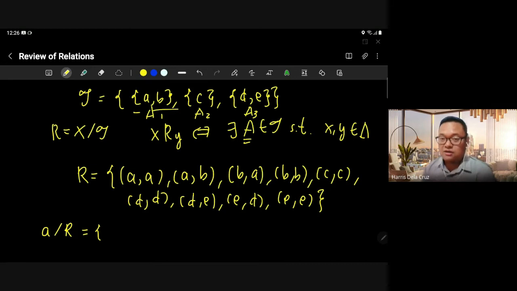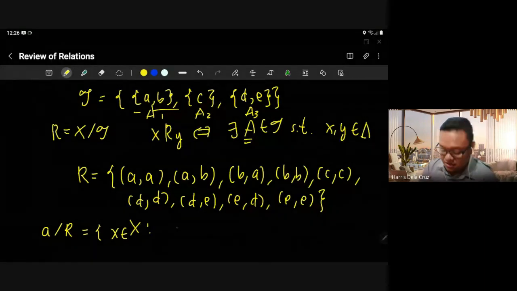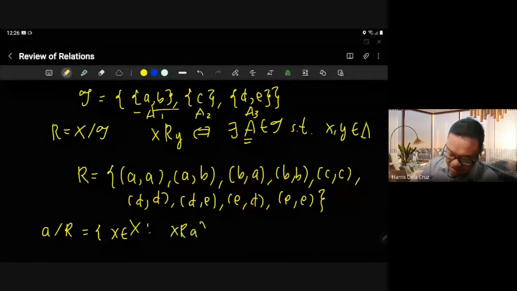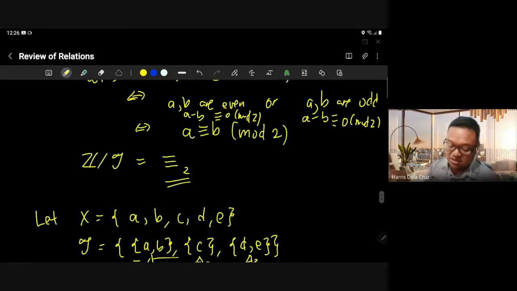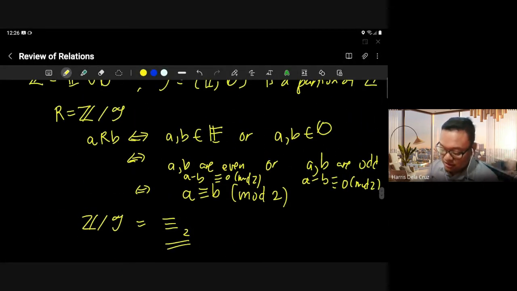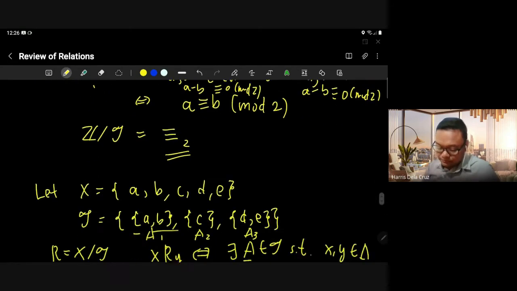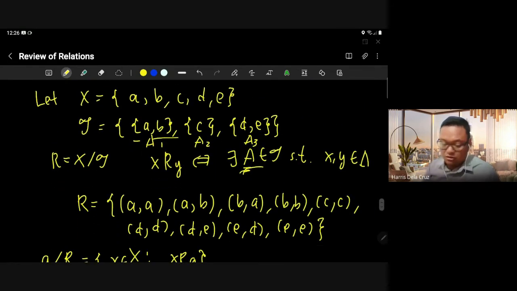A over R is all the elements X that belong to the same set as A. Let me write the definition. X is an element of X such that all of these are related to A. So, all the X that are related to A. Well, our R, again, you will be related if you belong to the same set. Right? A and B will be related with respect to R if they belong to the same set.